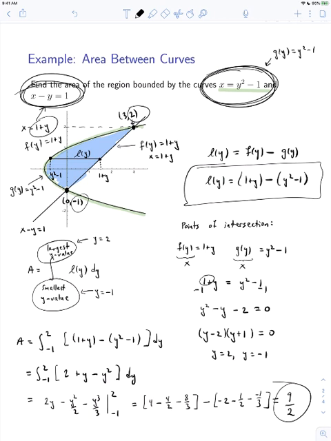It is possible to compute the area of this region using not horizontal but vertical cross-sections.